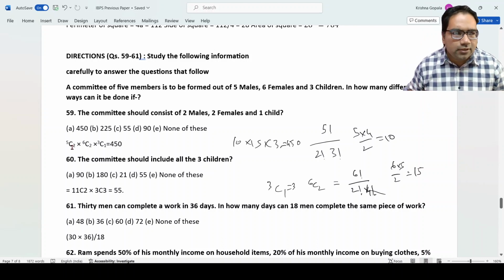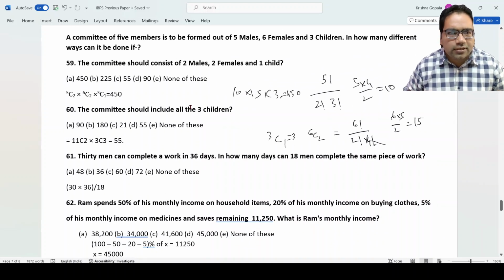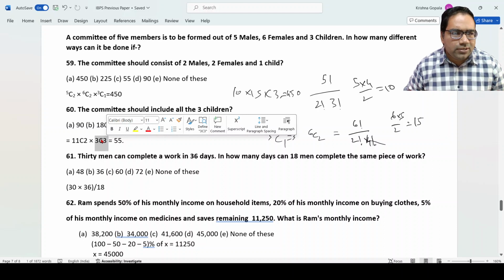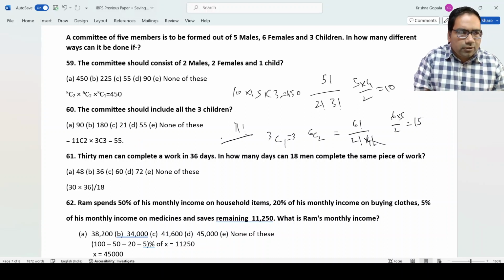We know how to calculate combinations, right? 5C2 is equal to 5 factorial by 3 factorial into 2 factorial. Cool. Next, the committee should include all the three children. All the three children means 3C3. Okay, there is one way. 3C3 is 1. There's only one way. Then 11C2. What is 11C2? 11 factorial by 2 factorial into 9 factorial, right?